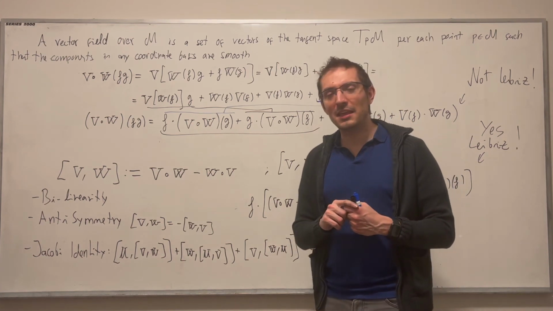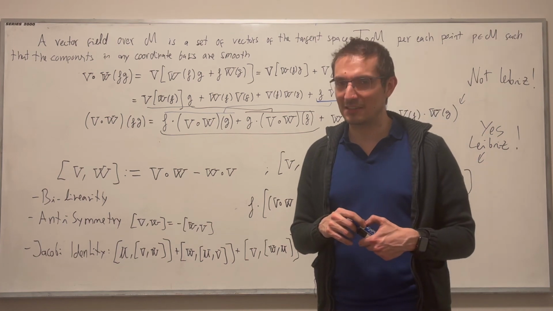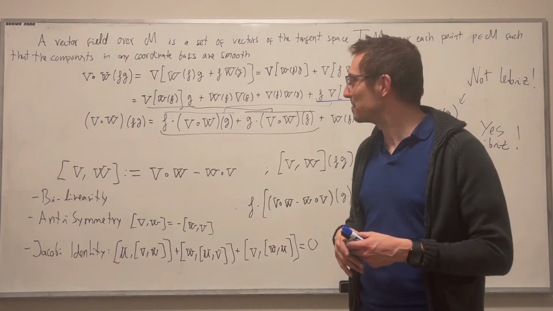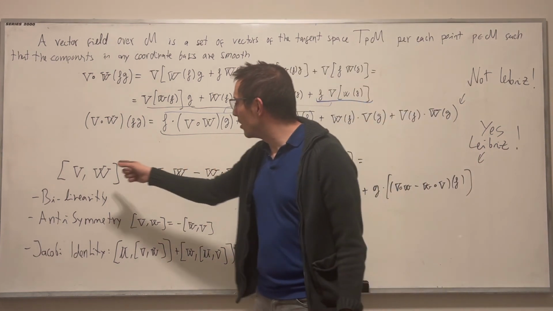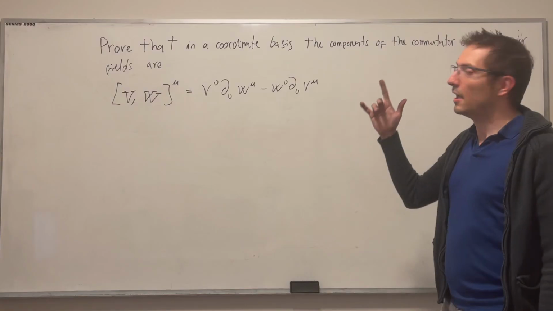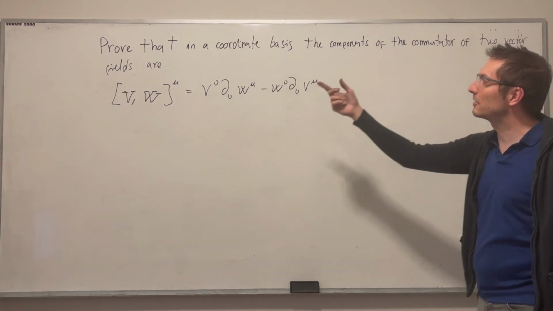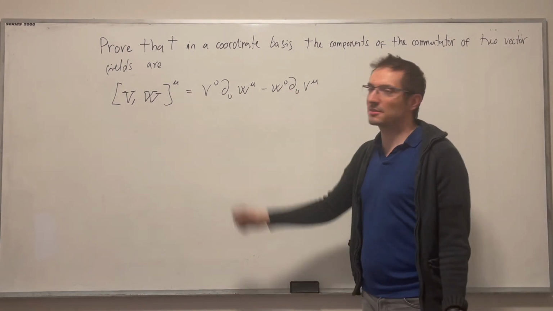Now, let me give you a little exercise that I will solve, but I think it's good practice as well. It's something that I could have asked any of you. What are the components of the Lie bracket of two vector fields? Concretely, prove that in a coordinate basis, the components of the commutator of two vector fields are given by this expression. These are the components.